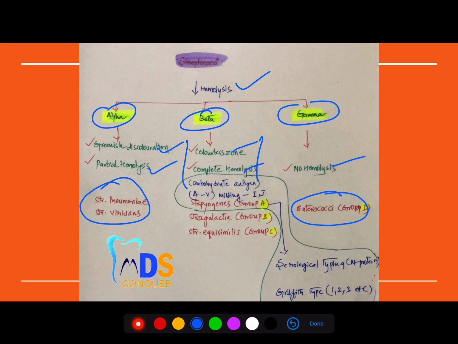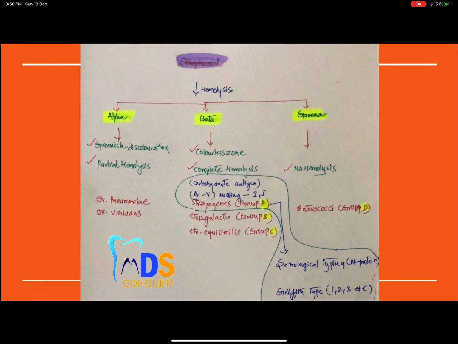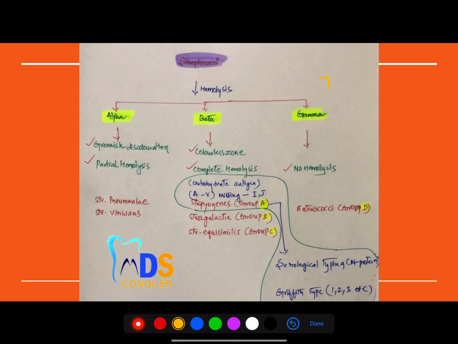So if you go into detail on the beta, basing upon the carbohydrate antigen, they are categorized from A to V, where I and J are missing. So it's going to be A, B, C, D, up to V. All A to V are present, I and J are missing. So group A, what is the name? Group B, what is the name? Group C, what is the name?